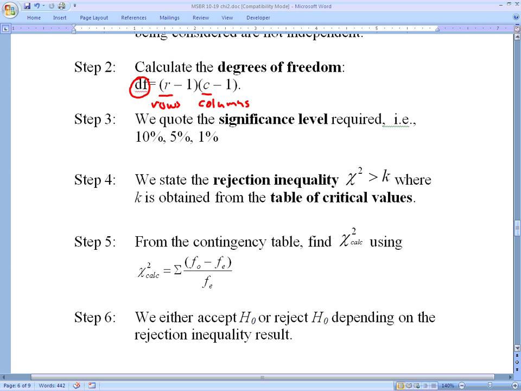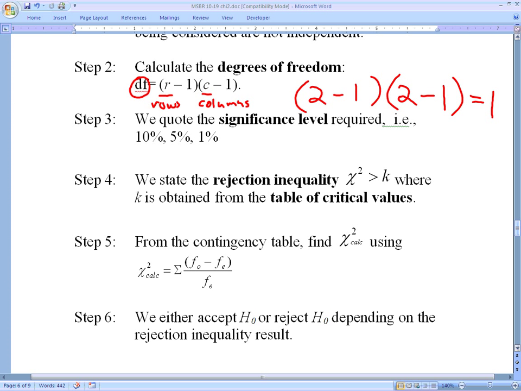Again, the example we had last time had 2 rows. There were 2 genders, male and female, and then there were 2 columns representing getting enough sleep, greater than 8 hours, or less than that. So we put in the 2 for the rows and the 2 for the columns and subtract 1 from each. 2 minus 1 times 2 minus 1, well, that's 1 times 1, which would equal 1. So our degrees of freedom would be 1.